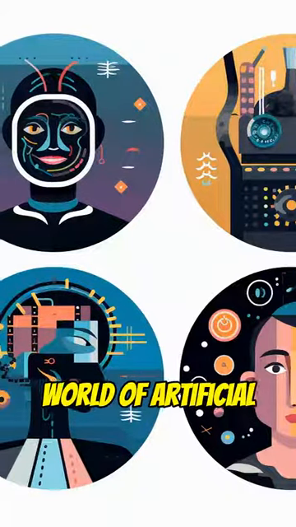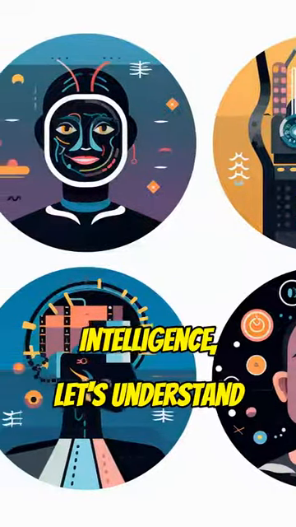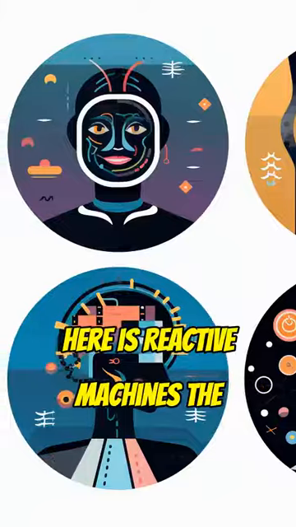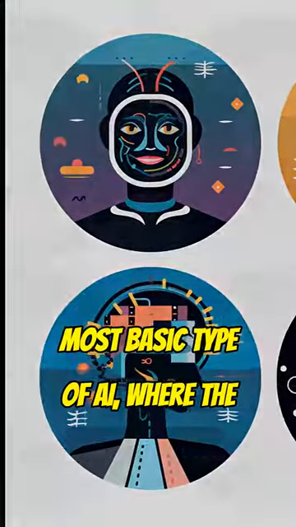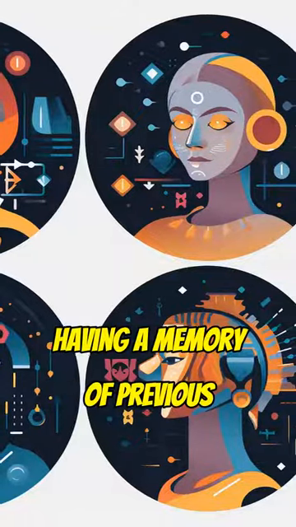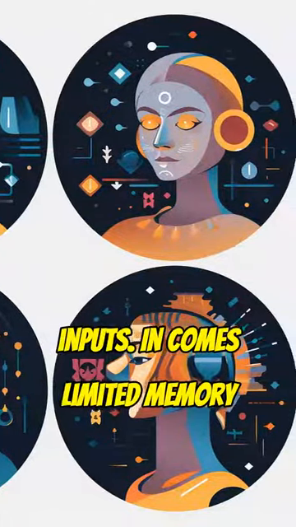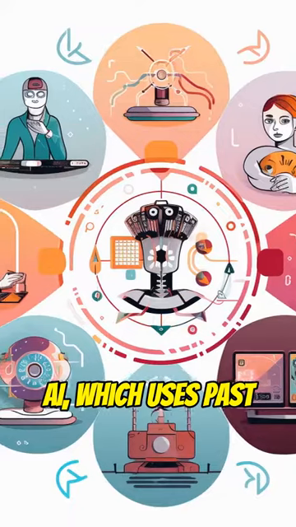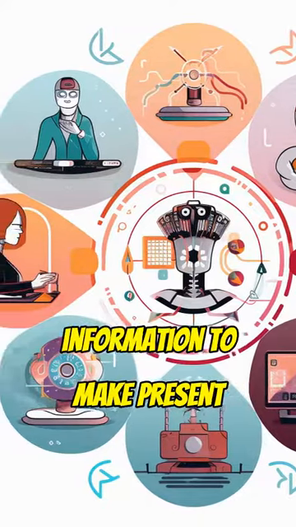Delving into the intriguing world of artificial intelligence, let's understand the four main types. Here is reactive machines, the most basic type of AI where the system reacts to inputs without having a memory of previous inputs. In comes limited memory AI, which uses past information to make present decisions.